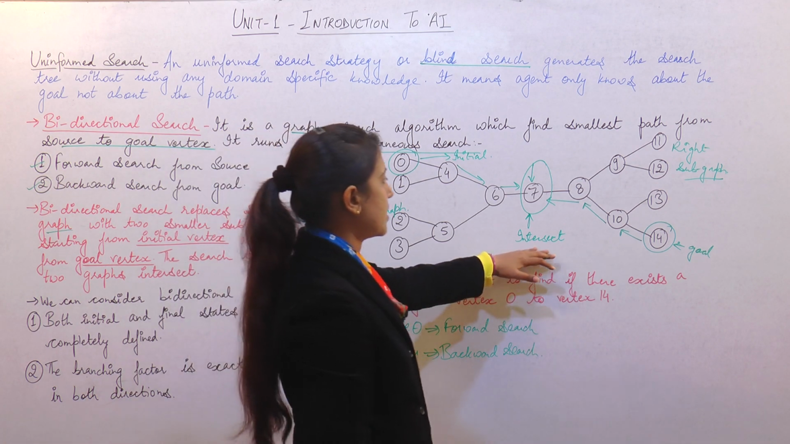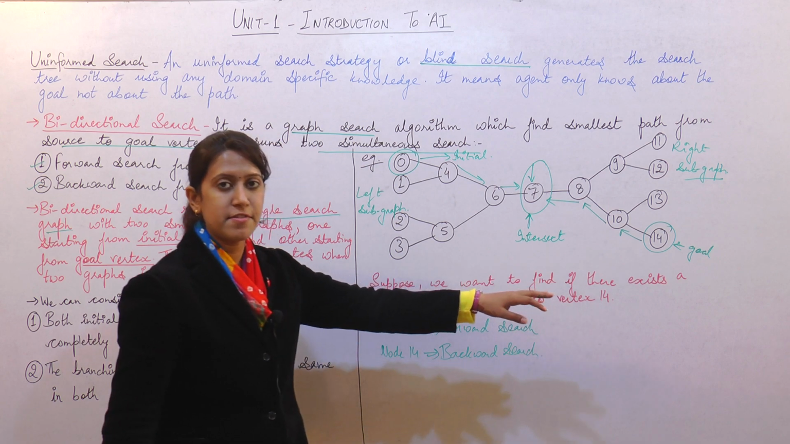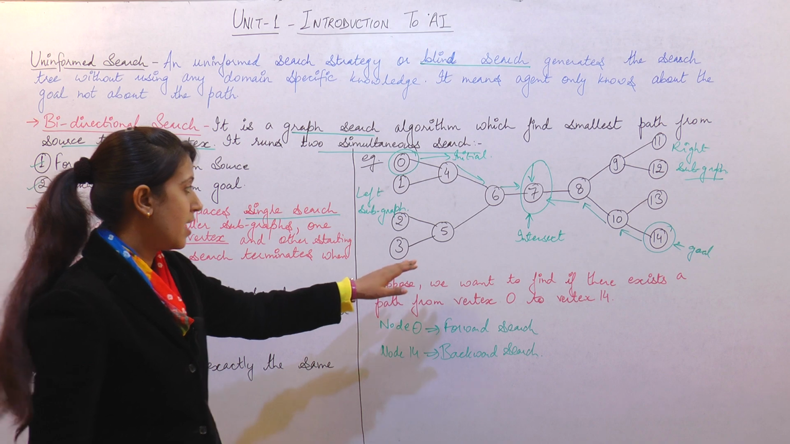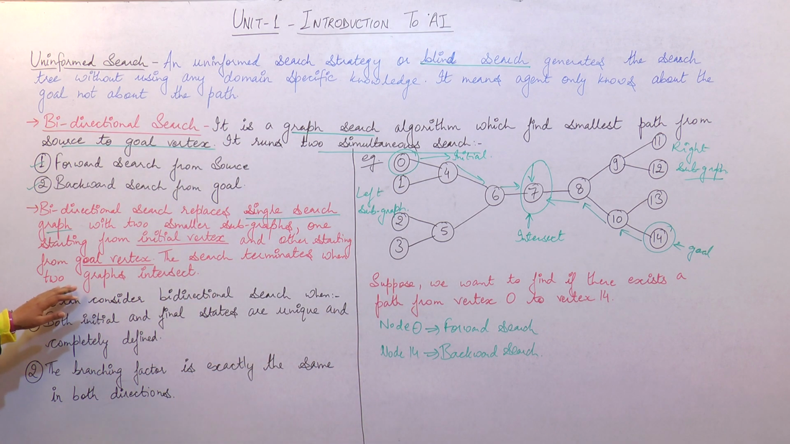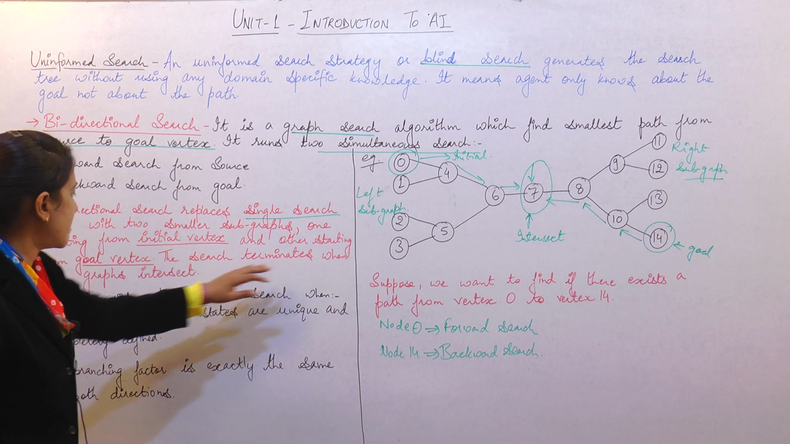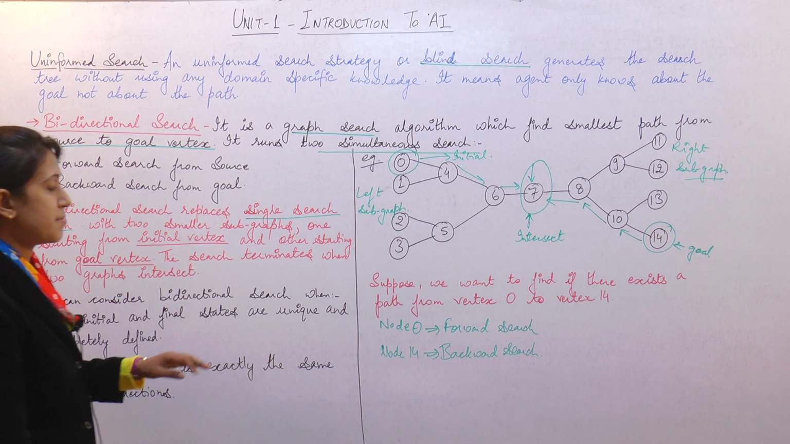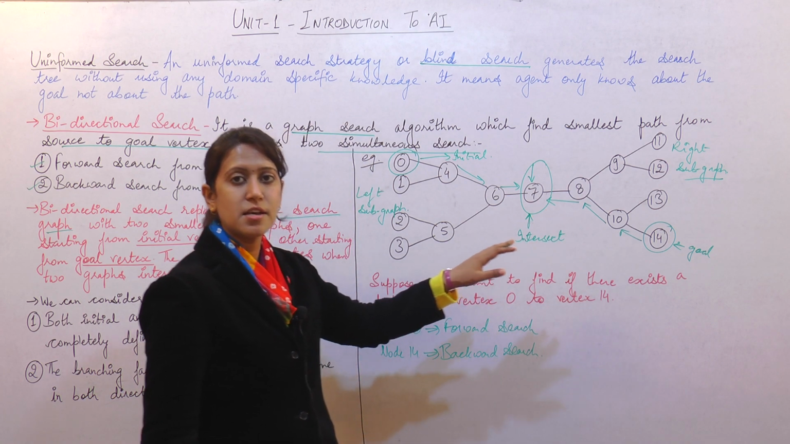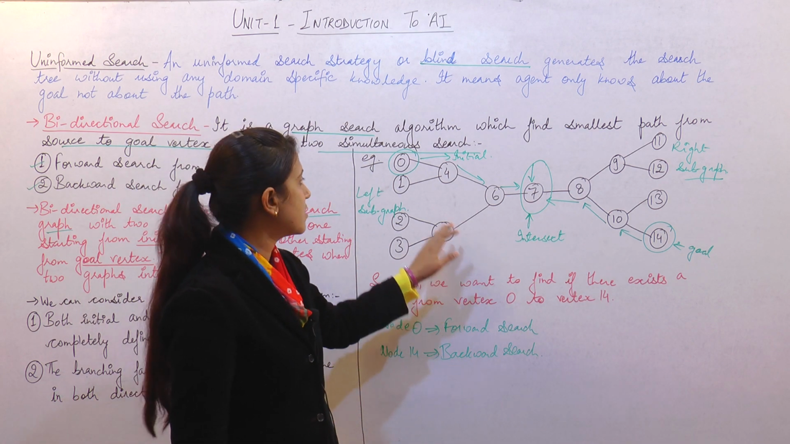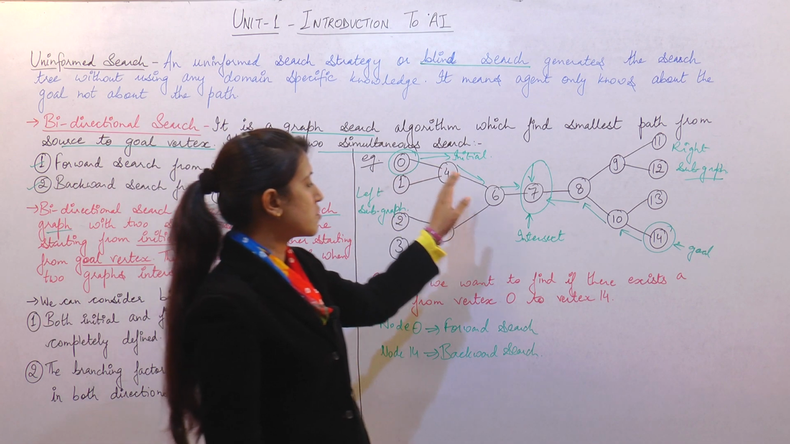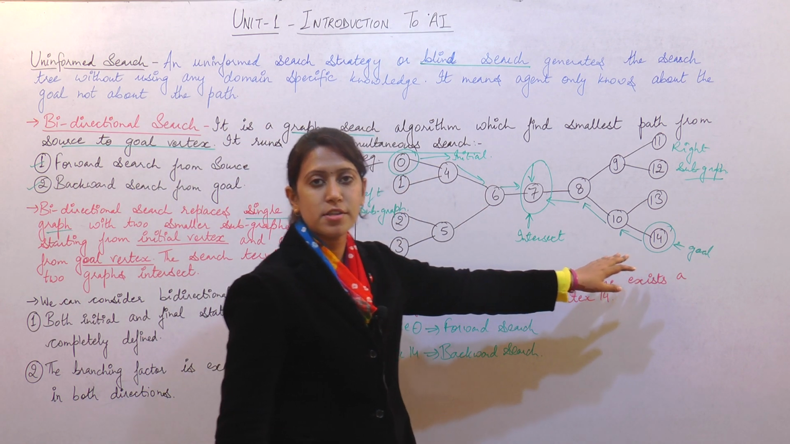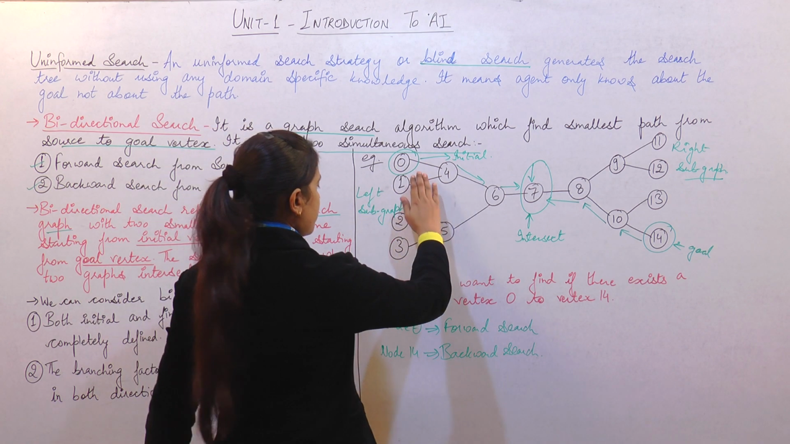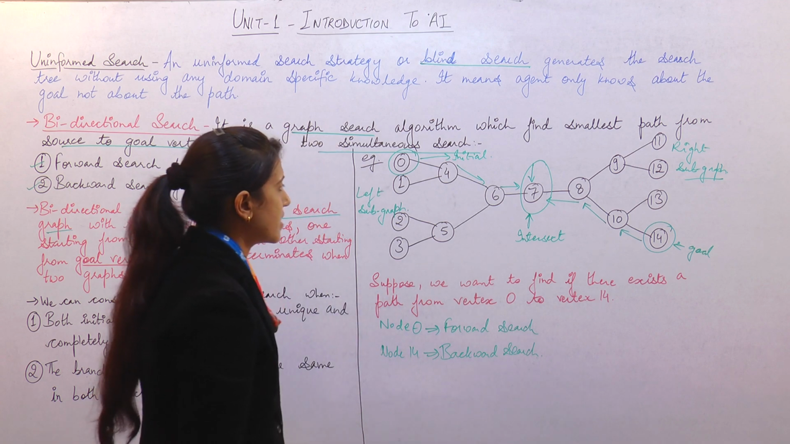So node 7 is the central node at which both the forward and the backward search intersect each other, and the condition of bidirectional search was that the search terminates when the two searches intersect. That means when both searching techniques intersect at node 7, we have got the final path from the initial vertex or source node to the goal node or goal vertex. So this is the path from vertex 0 to vertex 14.